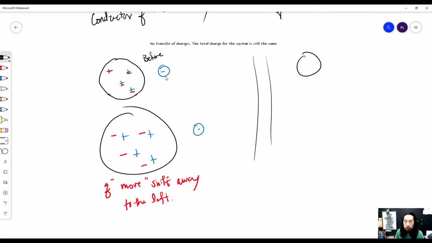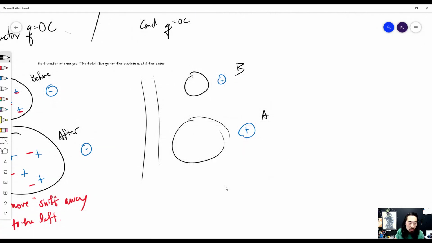So I'm going to draw the before as well. Here we have a before charge, and let's also draw the after. The first one is the before, and the second one is the after. So this is before and this is after. Before, I'm just going to draw the neutral looking object. I'm just going to draw 3 here. We have both positive and negative charges there.